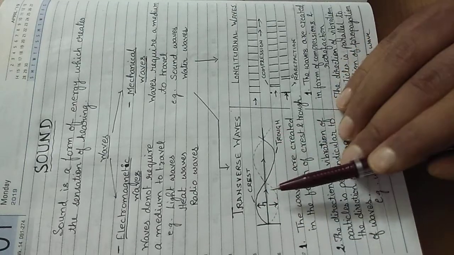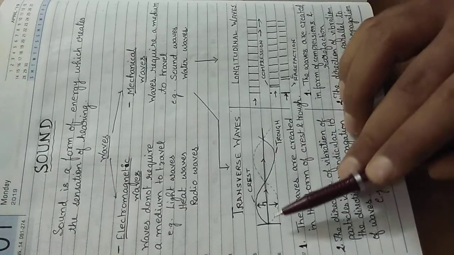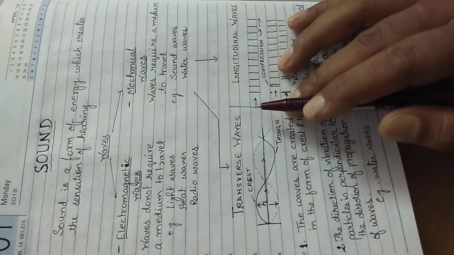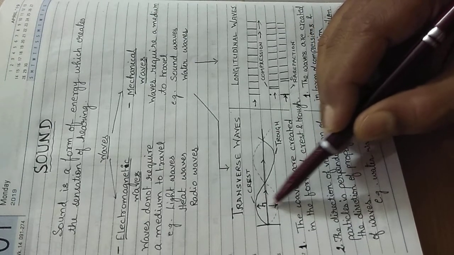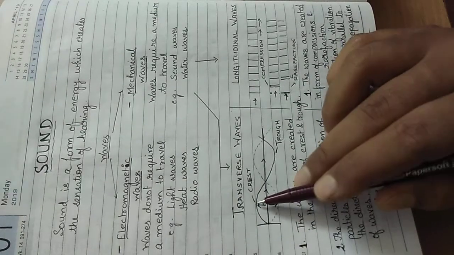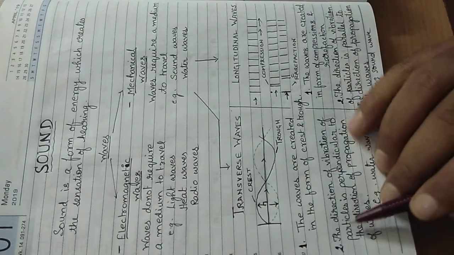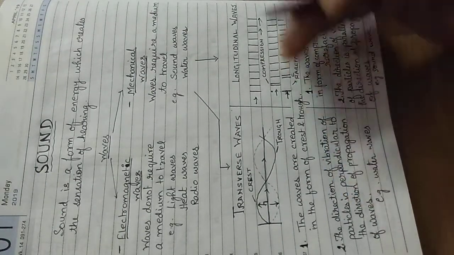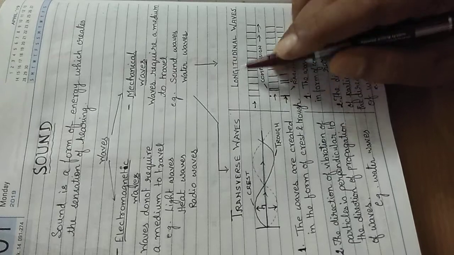In the next moment, what will happen? Again, this particle will come down here, and this particle will go up there. Those waves which are traveling in the form of crest and trough are called transverse waves. One more thing to be observed here: the particles are vibrating vertically, whereas the wave is traveling horizontally. That means the direction of vibration of particles and the direction of traveling of the wave are perpendicular to each other. So the direction of vibration of particles is perpendicular to the direction of propagation. Propagation means traveling of the wave. An example is water waves.